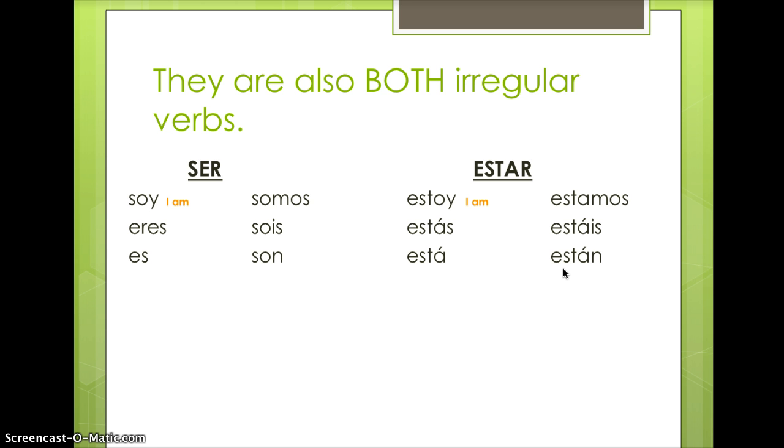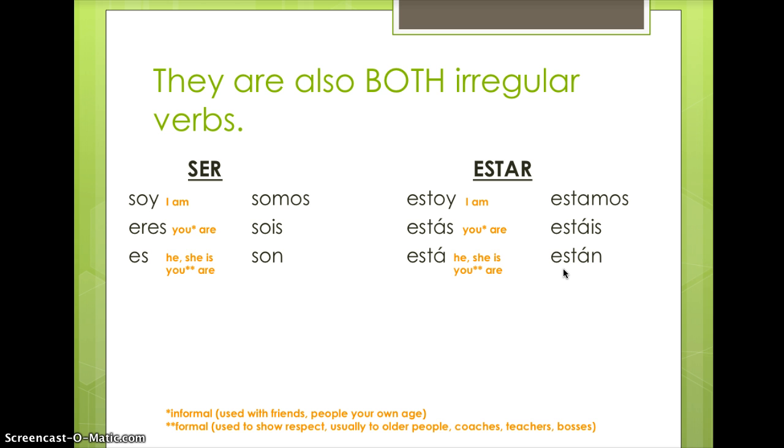So soy and estoy are I am. Eres is you are, and that's in the informal sense. So is estás. Es and está are you are in the formal sense, and they also stand for he or she is. Somos and estamos are we are. Sois is y'all are in the informal sense. And son is y'all are in the formal sense, and they are as well.